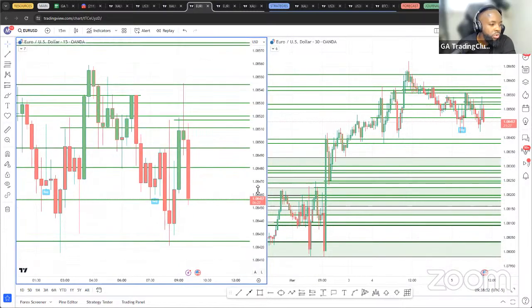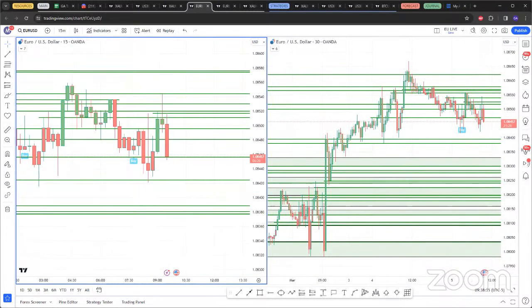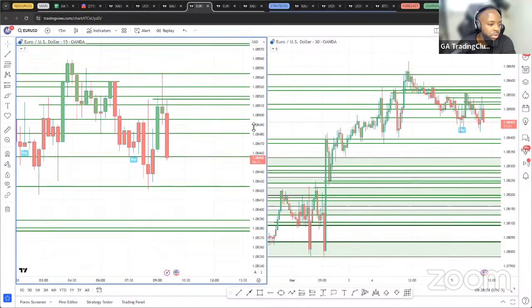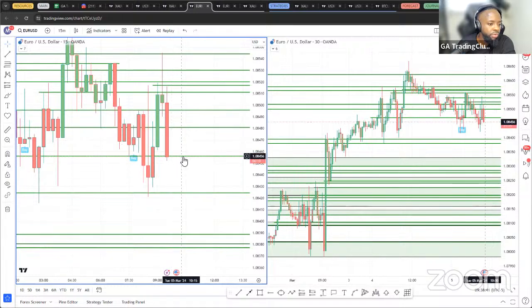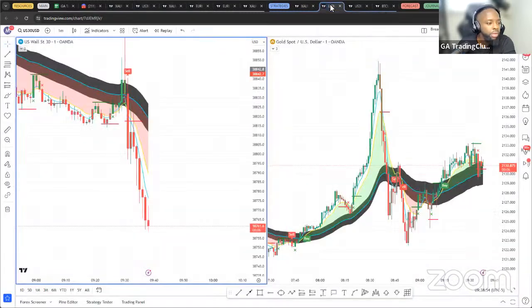So for EU here, actually, no entry on EU. This is 456, a double SAR, but again, I said I'm not really going to be trading EU as much, so I don't see any trade on the 15-minute and on the 30-minute time frame.